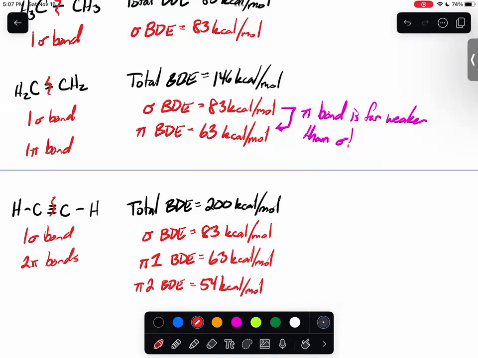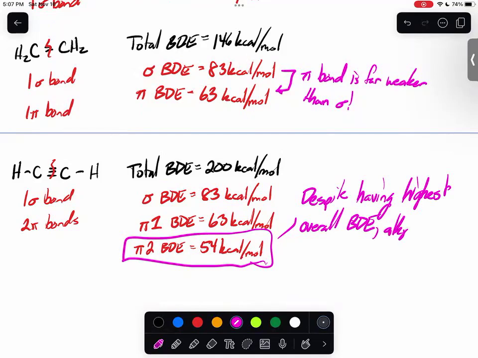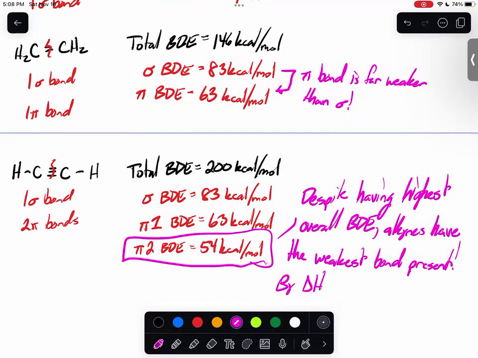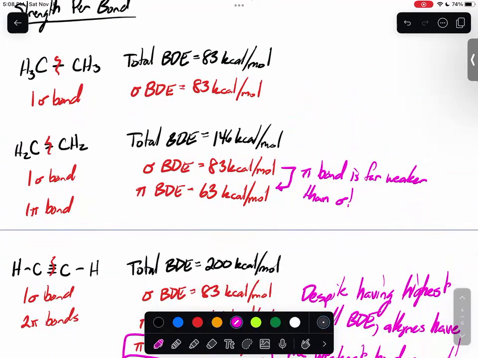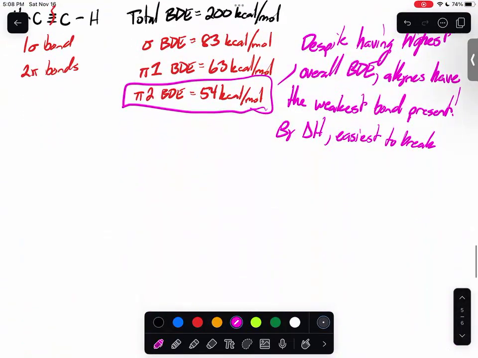And so when looking at this value right here, we can say, despite having the highest overall BDE, alkynes have the weakest bond present, right? So by delta H, it's the easiest to break. So what this means for us is when we're looking at alkynes versus alkenes, it should be enthalpically favored for an alkyne to react faster than an alkene. The funny thing is, though, when delta G comes into play, that may not be entirely true. But we're going to start out by looking at situations where this is actually the case.